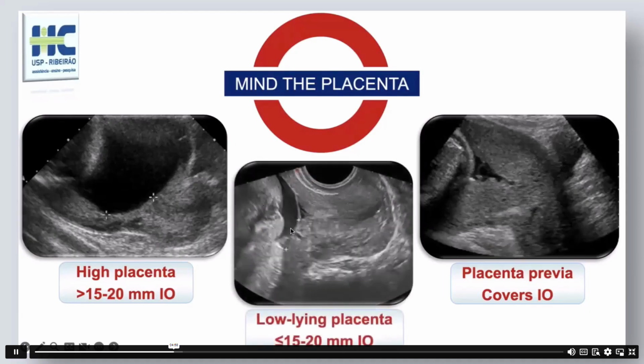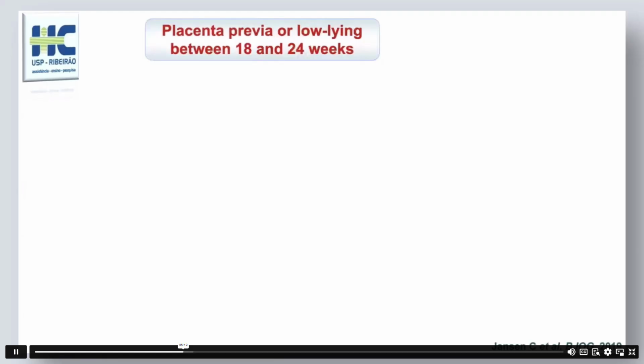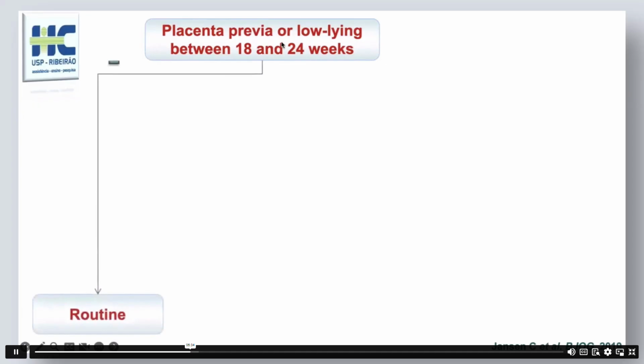And in the cases where the lower edge of the placenta is really close, below 15 to 20 millimeters to the internal os, we call these low-lying placentas. And in many conditions, it will be better to do a transvaginal examination to perform this assessment here as shown in these pictures. Why is it important to know this? Because the location of the placenta might be related to other pathologies, but mainly to what will be the mode of delivery. So we recommend universal screening for low-lying placenta previa at the second trimester anatomy scan.